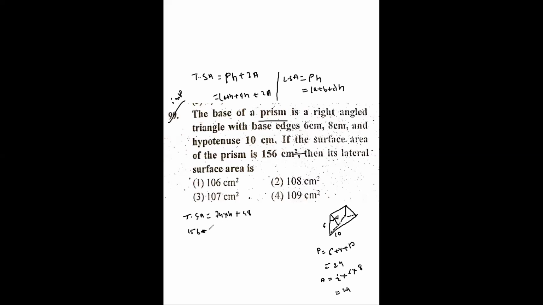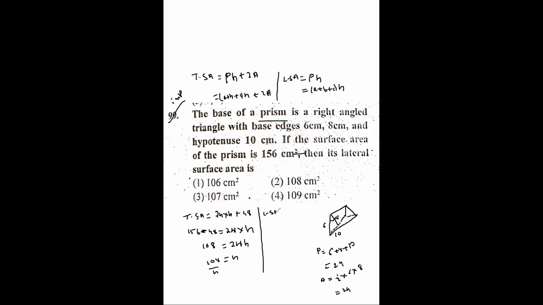So 156 minus 48 will be equal to 24 into H. On simplifying, we get 108 is equal to 24H, or height will be equal to 108 upon 24. Don't simplify it, I just keep it as it is.